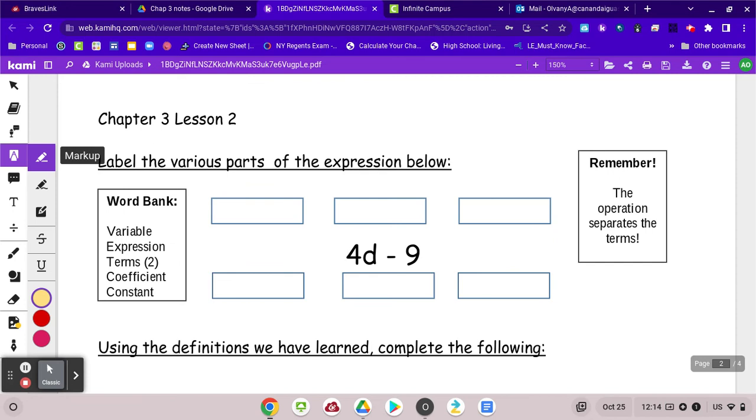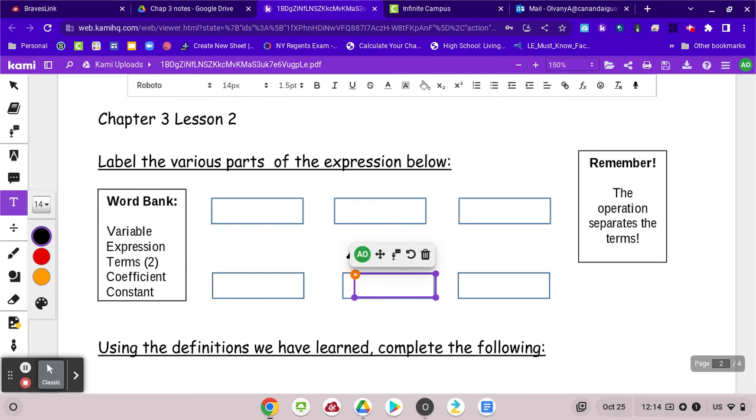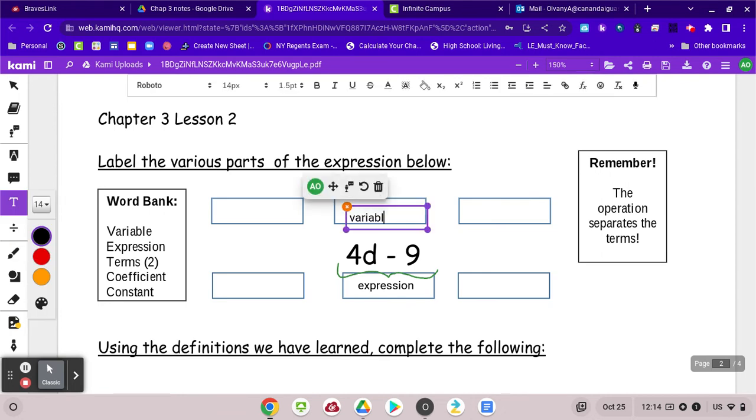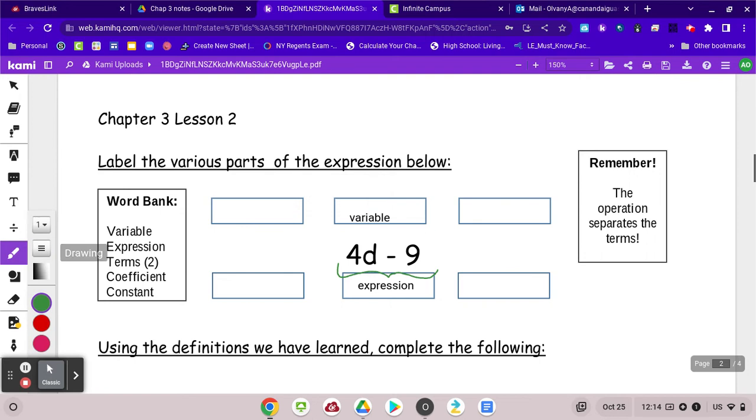And I'm going to take expression. This whole thing right here is an expression. So I'm just going to write expression down here. And this whole thing is the expression. So I'm going to do this. Awesome. The variable is the letter. I hope you caught on to that. In this case, it's a D. I'll label the variable and draw an arrow to the D. So we've got variable and expression.